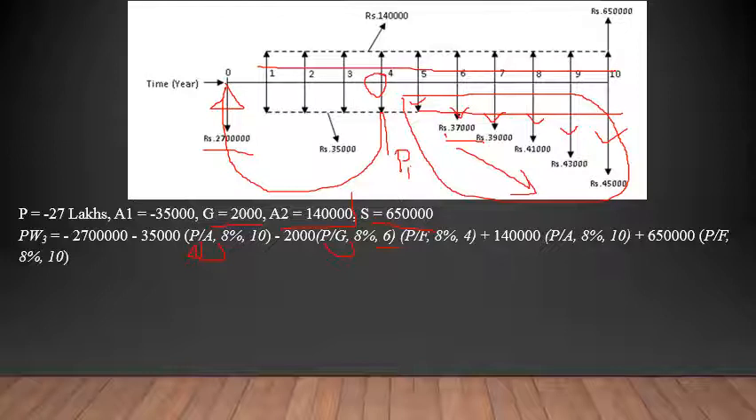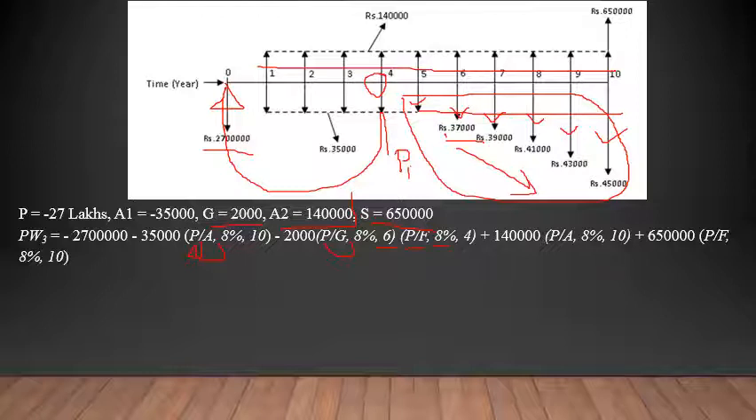That's why which factor do I have to use? I need to use the factor P by F because for t is equal to 0, this is a future sum, future money. F must be converted into P at t is equal to 0. That's why I use the factor P by F. P by F comma 8.